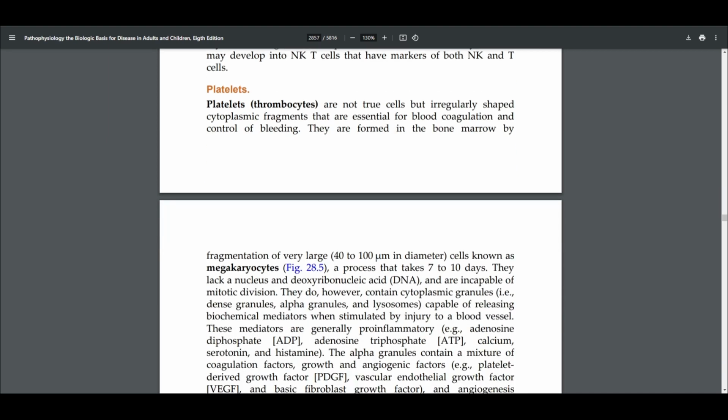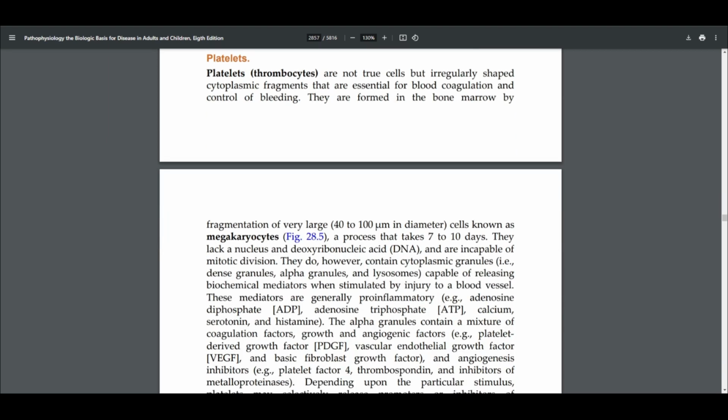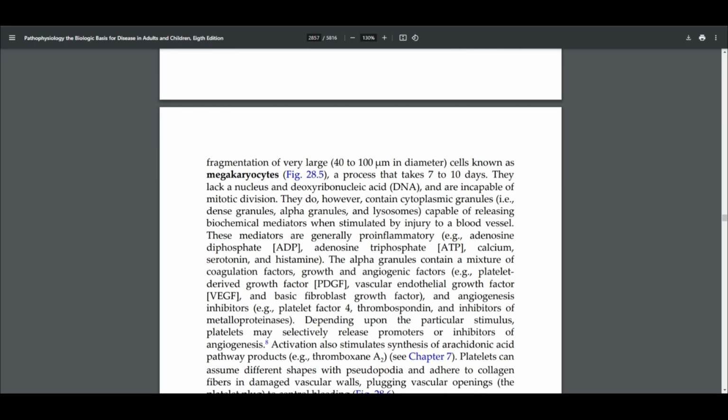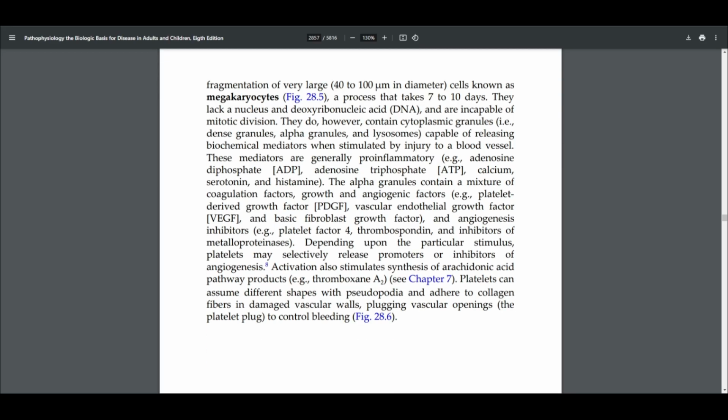That brings us to our platelets. Platelets, or thrombocytes, are not true cells, but irregularly shaped cytoplasmic fragments that are essential for blood clotting and control of bleeding. They are formed in the bone marrow by fragmentation of very large cells known as megakaryocytes, a process that normally takes 7 to 10 days.